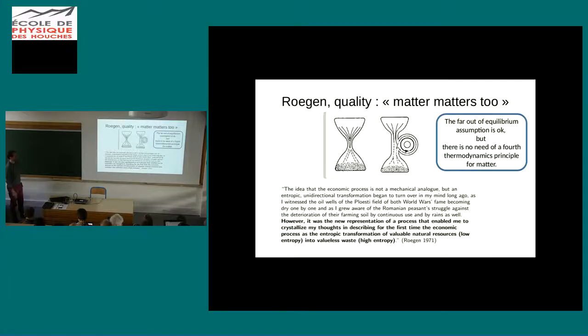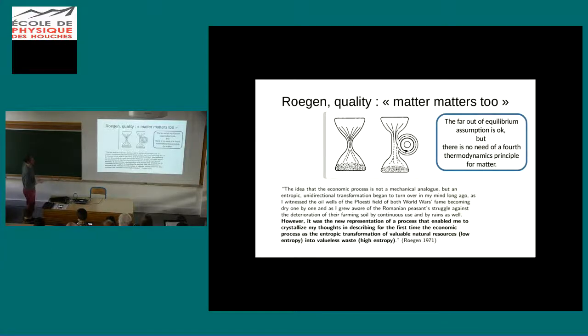the second approach is, of course, Rogan, whom I think everybody knows here, and who introduced the notion of quality into matter. He says that what you can obtain from the mine is not the same thing that you have in your object. So you have a lot of purification to do, even if the atom is the same, the copper is the same. You can have it in your computer, but of course you have a lot of work, a lot of energy in between.